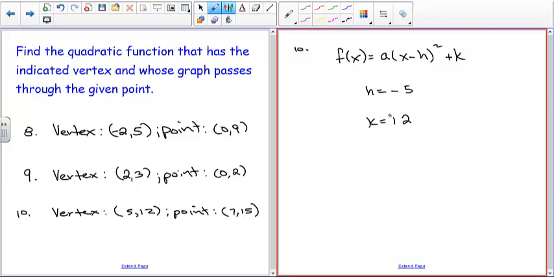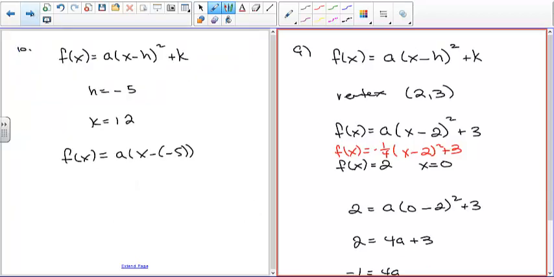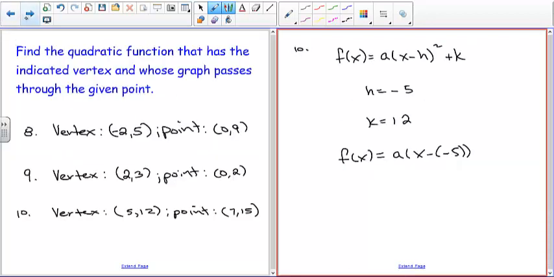And so let's substitute those in. f of x equals a times x minus a negative 5. Did I do something wrong in that last problem? No, I did that right. Yeah, okay. And this is where I'm wrong. I knew I was doing something wrong.